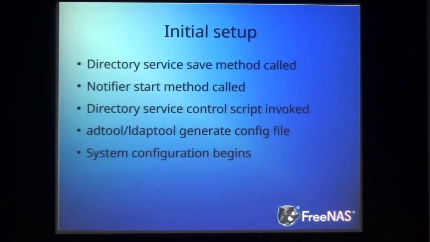So, at the very top, when you go to the UI, this is kind of boring here, but when you click enable, the first thing that happens is that the save method in the form gets called, and from there, our middleware is called the notifier. So it goes down the stack, the form, the notifier, and the notifier calls this shell script, and the shell script invokes a whole series of other shell scripts, which is what I'm about to go over.